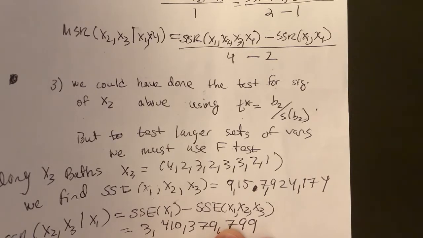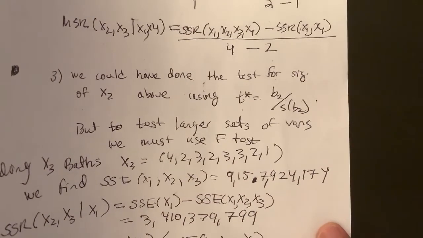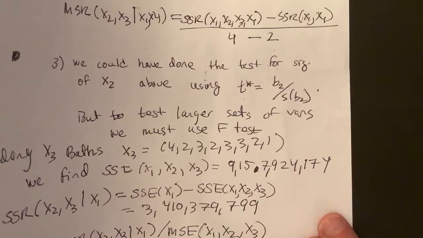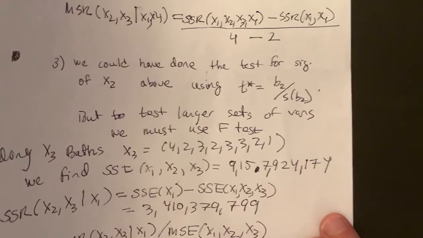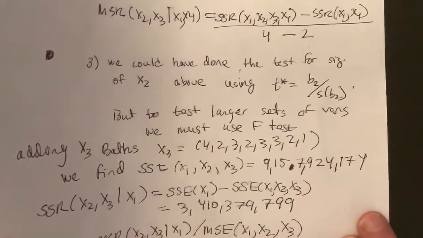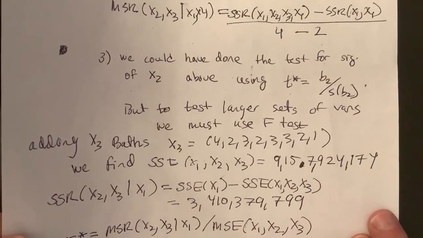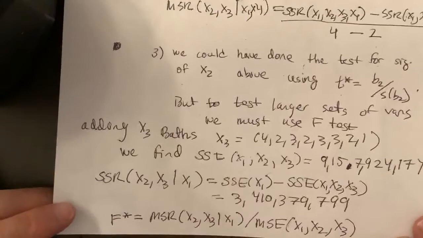So here, this is an equivalent test. We've shown this in SLR that the T and the F are equivalent. The only thing is here I can only do it if the test is for the significance of one predictor. If I want to test a group being significant, like I have down here, then I can't do it. So to test larger sets of variables, we must use the F test.